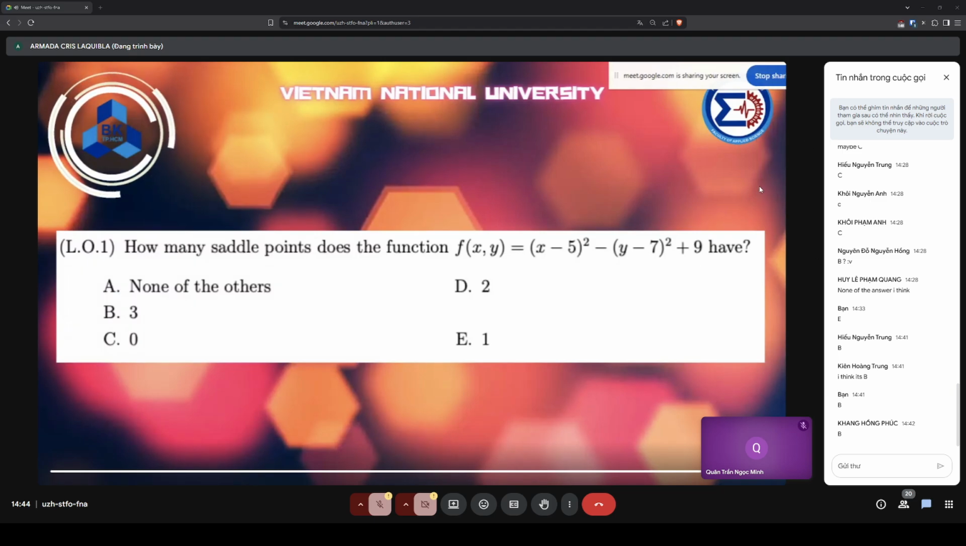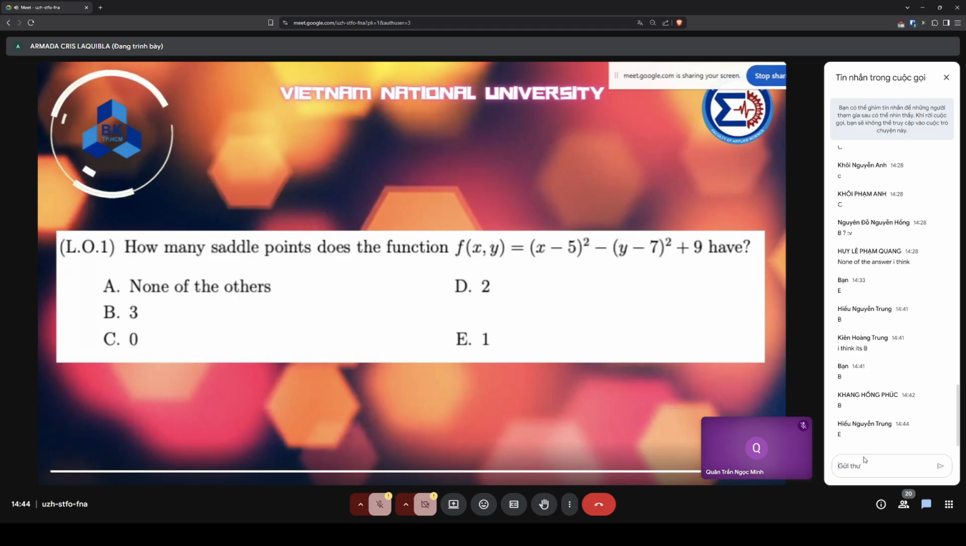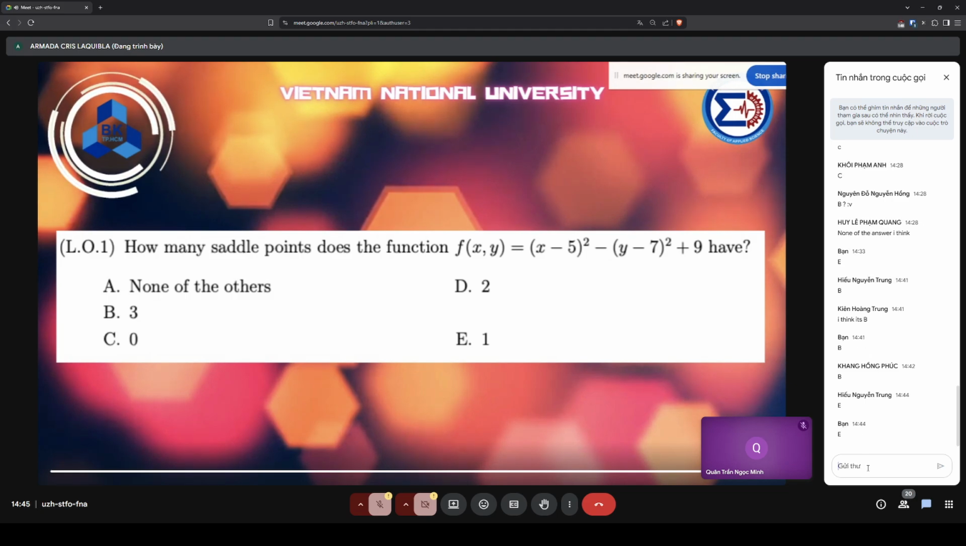That is x minus 5 squared minus y minus 7 squared plus 9. Now, that is a very easy equation, class. It's only squared. So maybe in your test, the power there is to the power of 10, maybe?